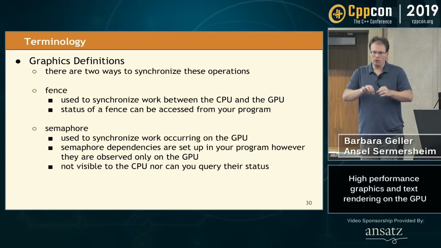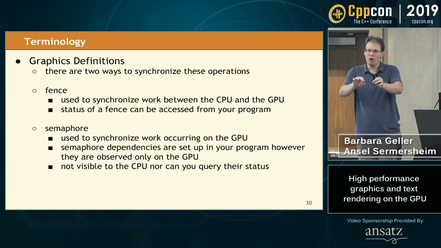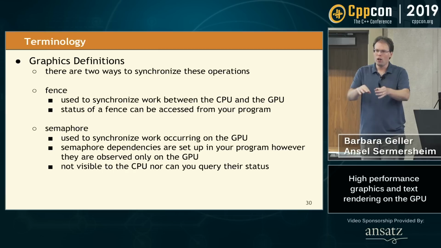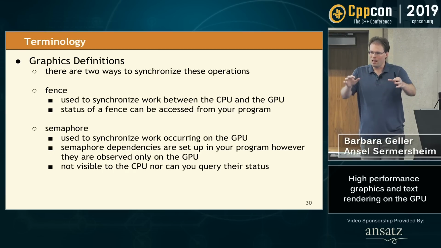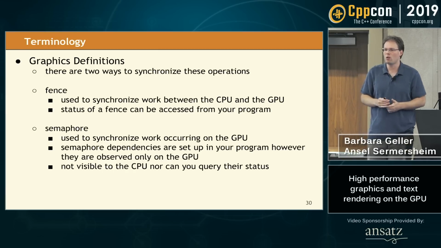If you want to synchronize two operations that are occurring on the GPU, but you don't care when it happens in your program, you just want to make sure they execute in the right order, you use a semaphore. It's cheaper, it's less expensive, it's faster because it's entirely contained on the GPU hardware.